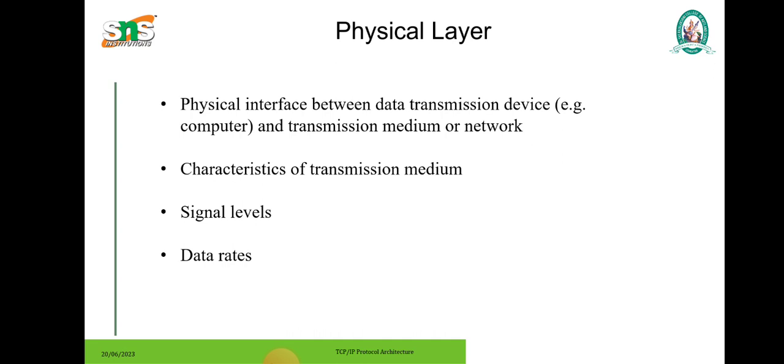The main layers of the TCP/IP model are application layer, transport layer, network or internet layer, data link layer and physical layer. The physical layer lies at the interface between the data transmission device, for example a computer, and the transmission medium or network. The characteristics of the transmission medium are the signal levels and also the data rates.